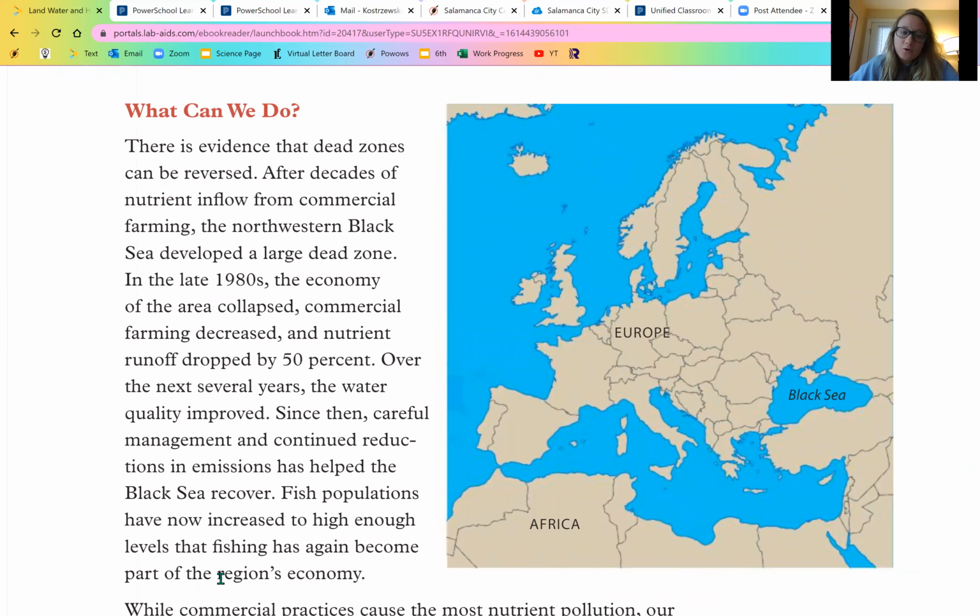After decades of nutrient inflow from commercial farming, the northwestern Black Sea developed a large dead zone. In the late 1800s, the economy of the area collapsed, commercial farming decreased, and the nutrient runoff dropped off by 50%. Over the next several years, the water quality improved.